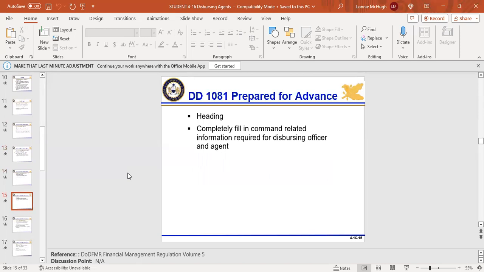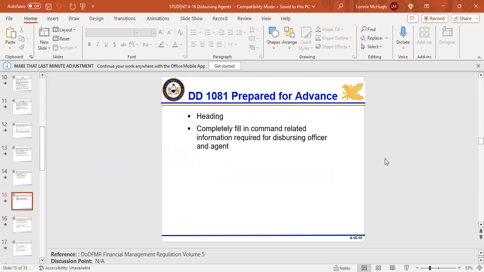All right, so now is when you need to go ahead and take a look at that form 1081. If somebody can just give me a thumbs up whenever they're there. I have it in front of me. All right, I do too.